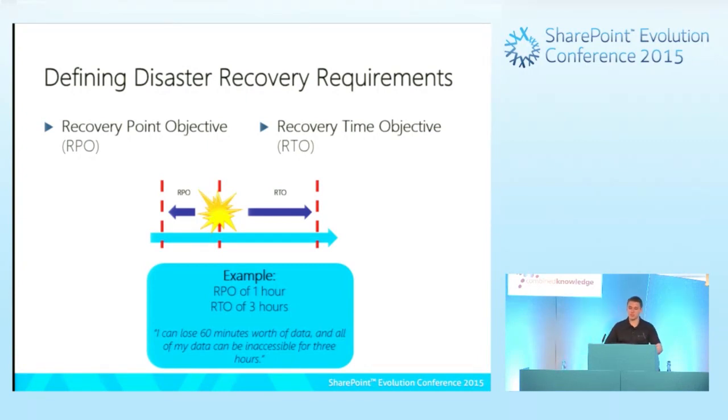Now, in a specific example, a customer may agree with the business that they're allowed a recovery point objective of 1 hour and a recovery time objective of 3 hours. Essentially, what that means is they're willing to lose 1 hour's worth of data and be up and running again within 3 hours. So in terms of high availability, we talk about uptime. In terms of disaster recovery, the two key metrics are the RPO and the RTO.